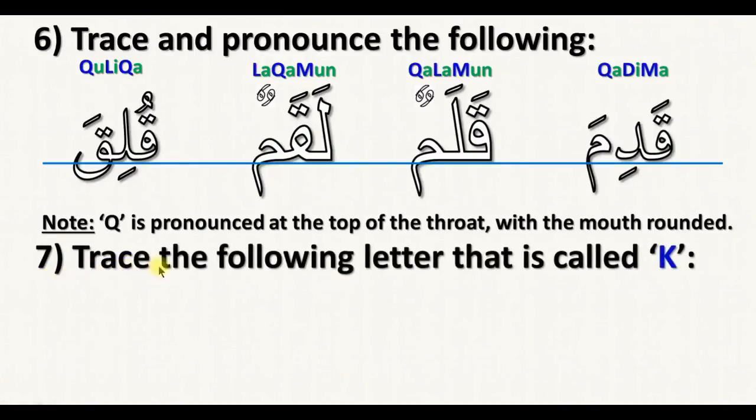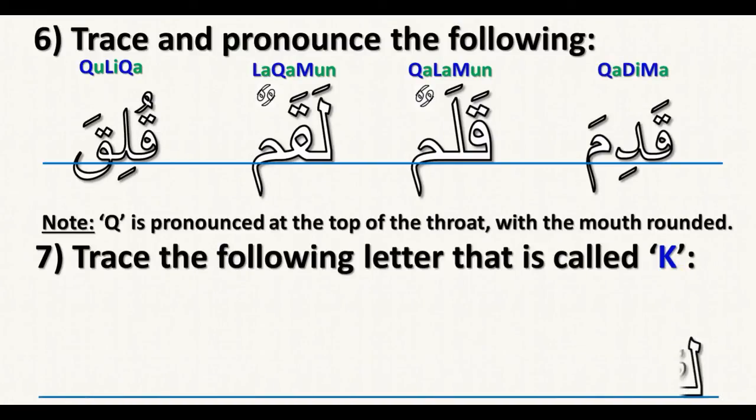Number 7. Trace the following letter that is called K. Here you have a new letter. It is the letter K. How do you begin writing the letter K? You start from the top here and you go straight down, then you go across and then you go up a little. After that you put in the symbol. This symbol resembles the letter S in English. So here you have the letter K.